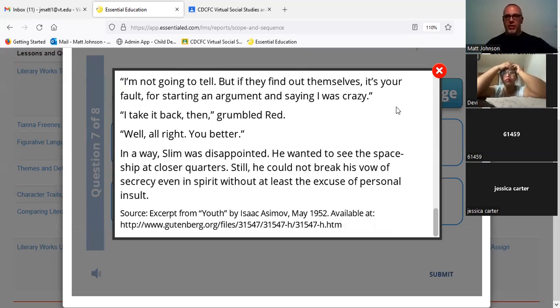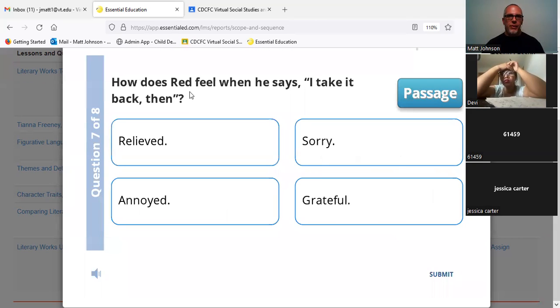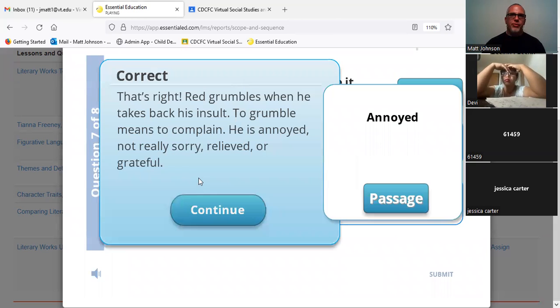So responding to him, Red calling Slim crazy, he's annoyed because he's kind of started this argument and he's sort of upset Slim. Red grumbles when he takes back his insult. To grumble means to complain. So he's annoyed, maybe not necessarily sorry. He's just sort of placating, trying to ease Slim's emotions by saying it.